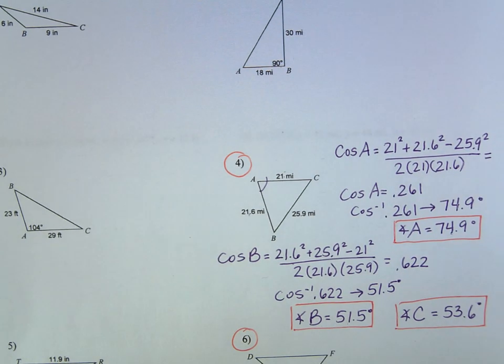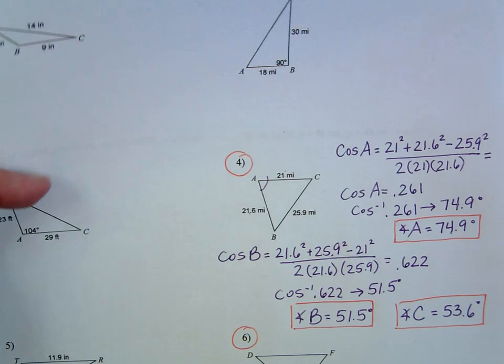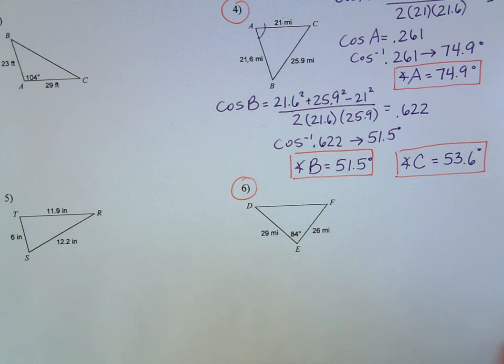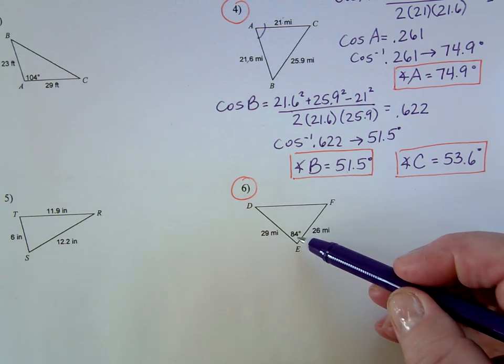Okay, so there's an example when they give you the three sides, how you go about it to find the angles. The next one we're going to do is number 6, and you'll see it's a little different in what they gave you. This time they gave you two sides and the angle that's between them.